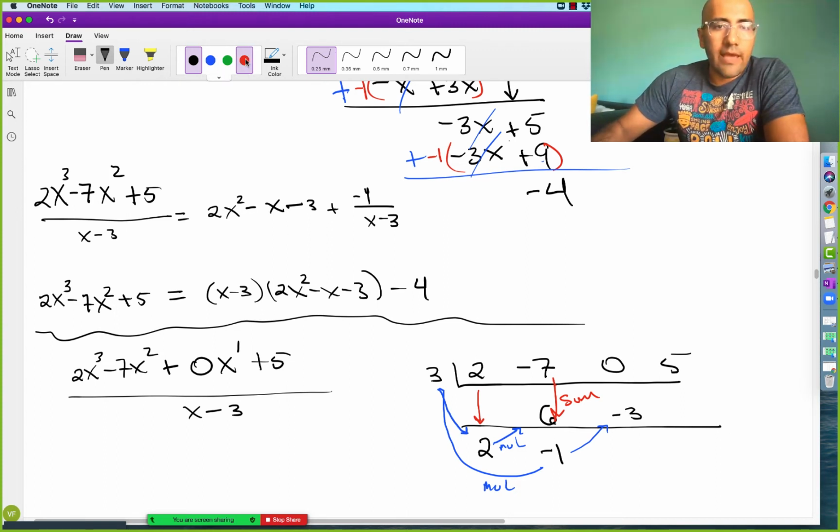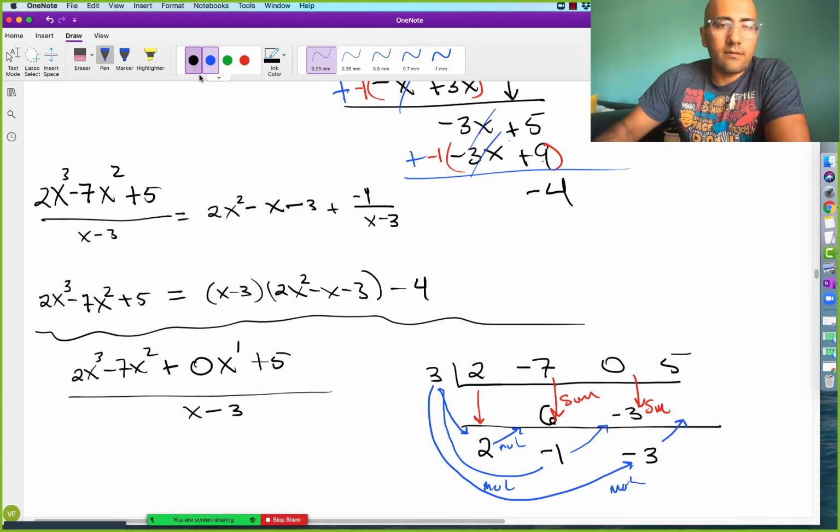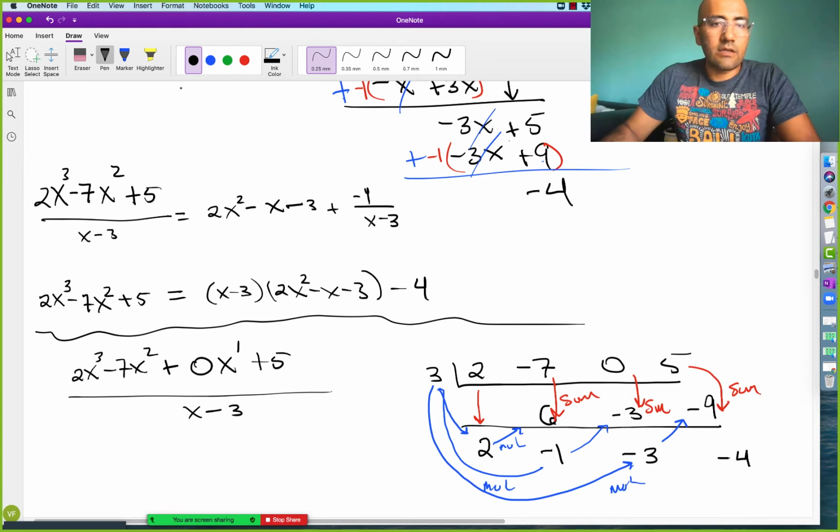Good. And then again we add down, sum, to give me a value of negative 3. And then we multiply this guy times this guy to give me that guy. Again, we're multiplying, and that'll give me negative 9. And then we add down these guys, sum, to give me a negative 4. Negative 4.